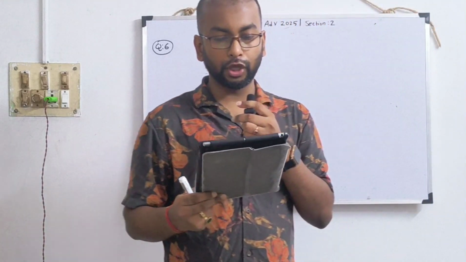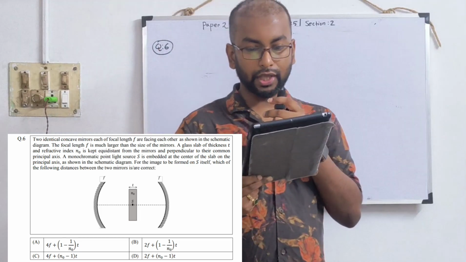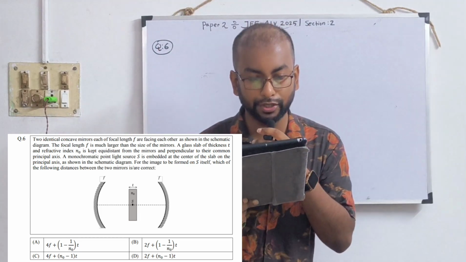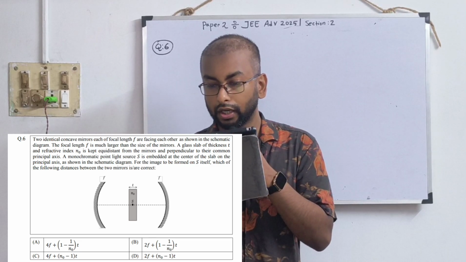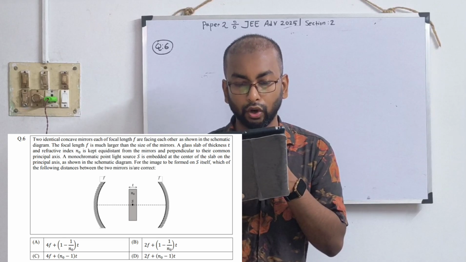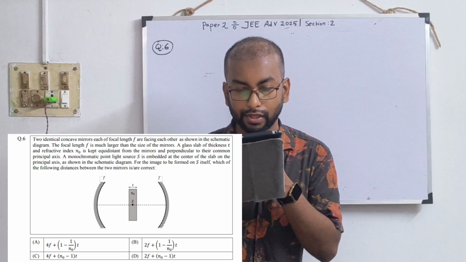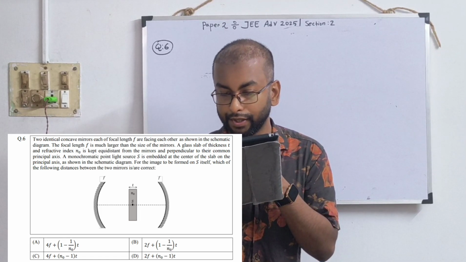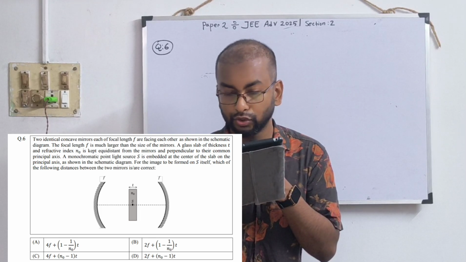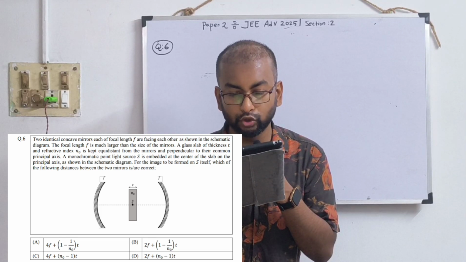So next question is question number 6, and that is given from geometrical optics, and let us read the question. Two identical concave mirrors, each of focal length f, are facing each other as shown in the schematic diagram. The focal length f is much larger than the size of the mirrors. A glass slab of thickness t and refractive index n naught is kept equidistant from the mirrors and perpendicular to their common principal axis. A monochromatic light source S is embedded at the center of the slab on the principal axis as shown in the figure.